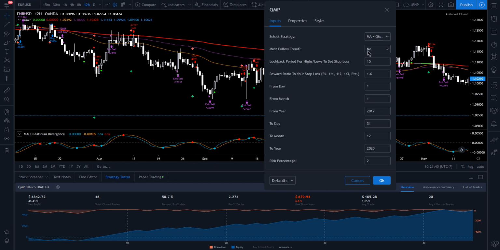And then I have some programming if it will follow the trend or not. These are just simple yes or no. But the data is pretty good for that. Our look back period is 15 for the highs and lows to set the stop loss. So as we get an indicator, we're going to look back 15 candles for the highest high or the lowest low, depending on if we're buying or selling.